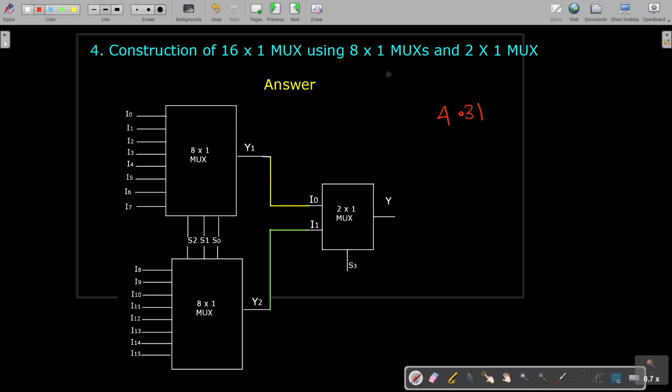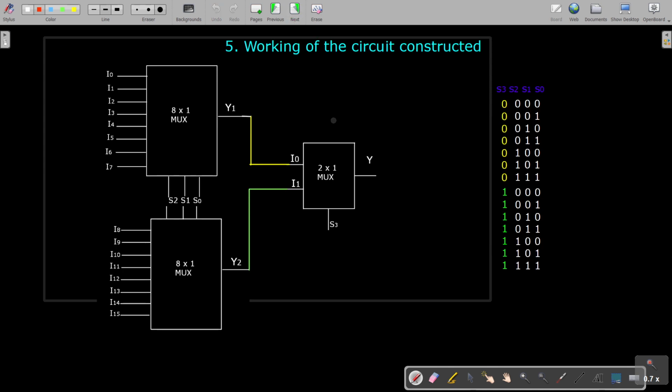Okay, but we should know how it is actually functioning, isn't it? If you just give this circuit diagram, that would be serving as the answer for the problem. But we'll see how it is actually working. So here we have S3 to S0 as the selection input. If you have 4 selection inputs, then 2 power 4, that means 16 combinations are possible. So it is ranging from 0, 0, 0, 0 to 1, 1, 1, 1.